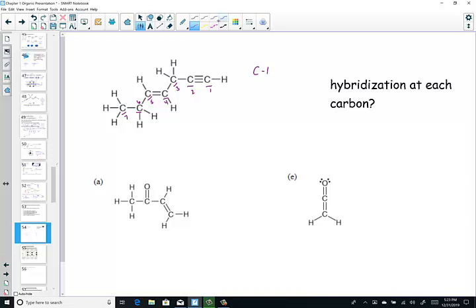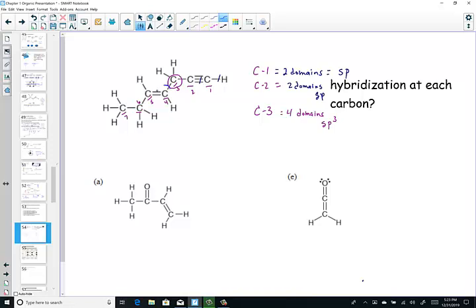Carbon number 1 has 1, 2 domains. And therefore, we know that any compound here would be an sp hybridized orbital. Carbon 2 also has 2 domains, so it is also an sp hybridized orbital. Carbon 3. Here's carbon 3. Notice that it has 4 bonds. So that means there's 4 domains. That means that it's an sp3 hybridized carbon.